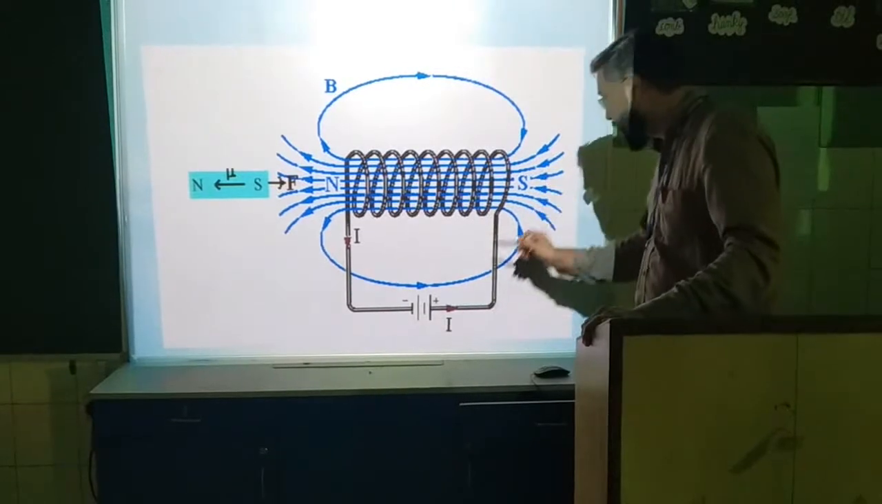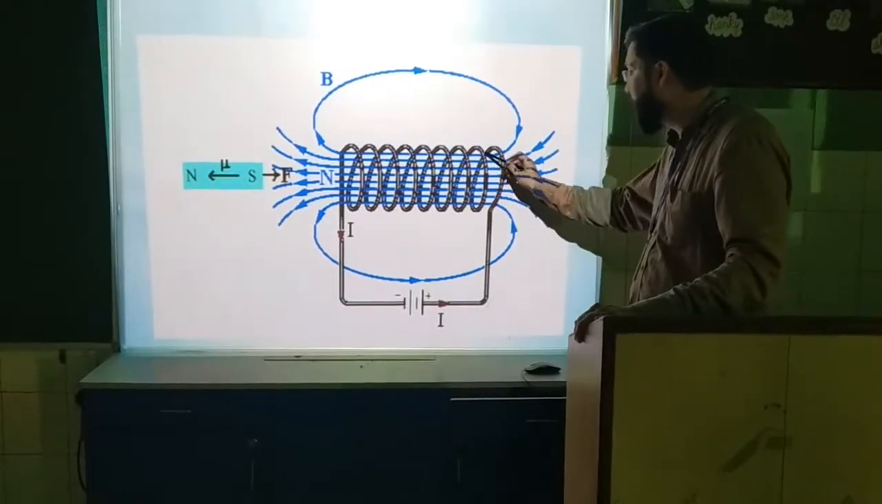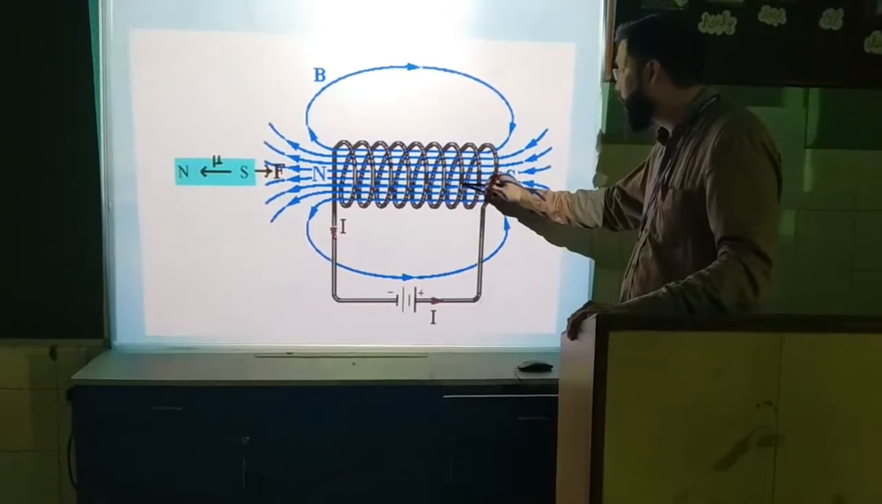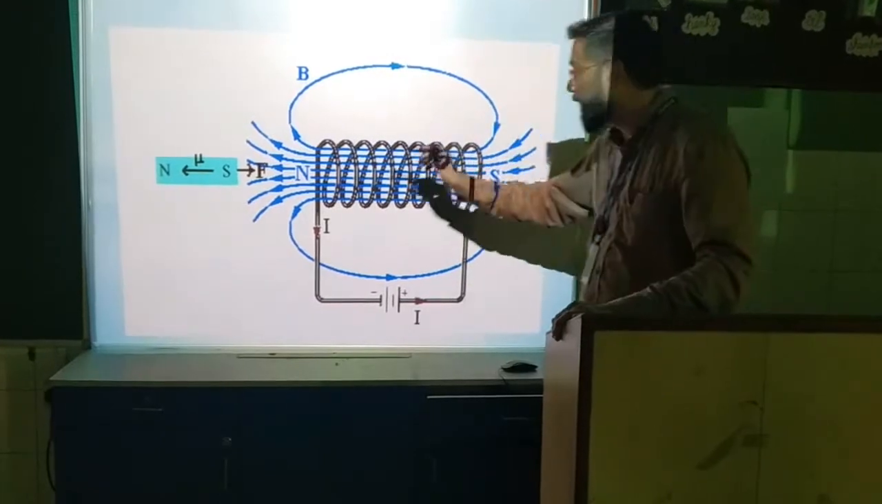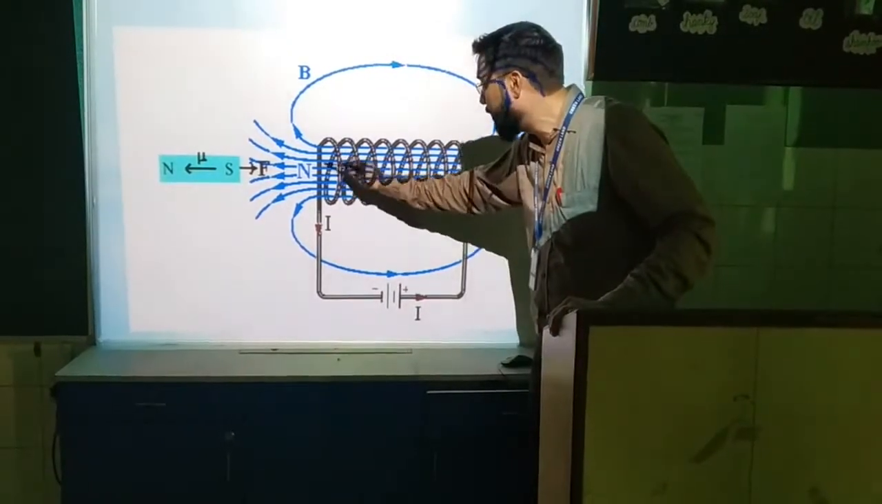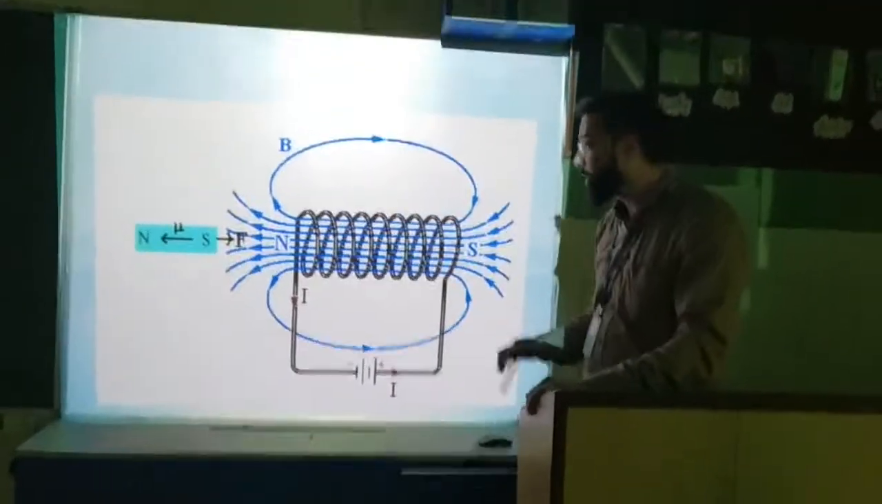You see, this current is flowing like this. So at this end, the current will flow in a clockwise direction. It means this is the south pole. And at this end, the current will flow in an anti-clockwise direction, so this end is the north pole.